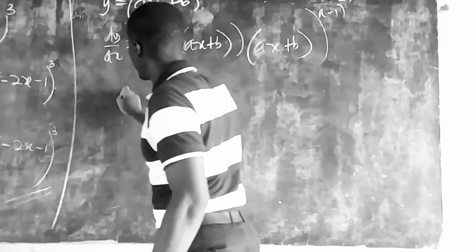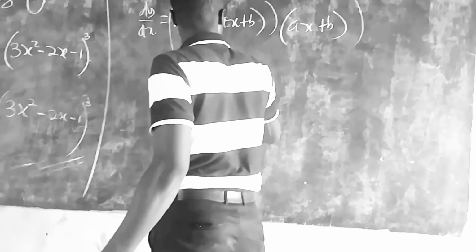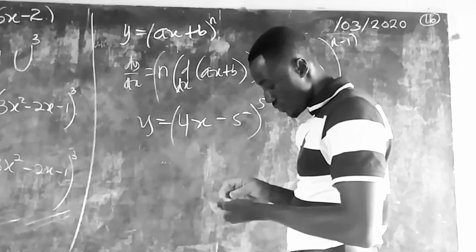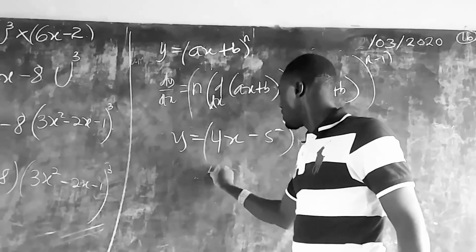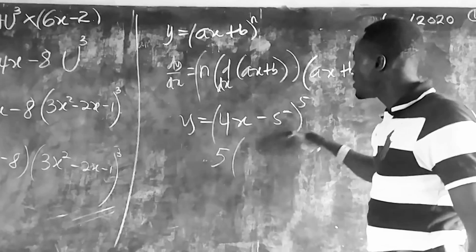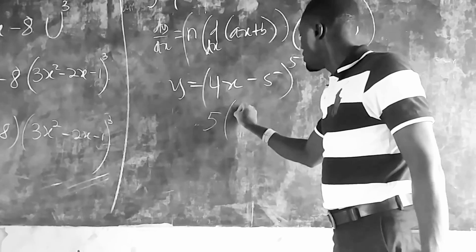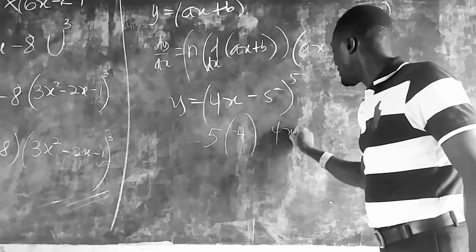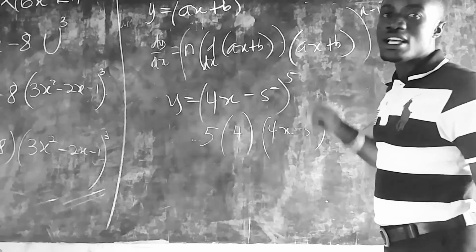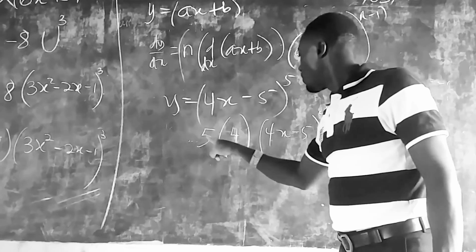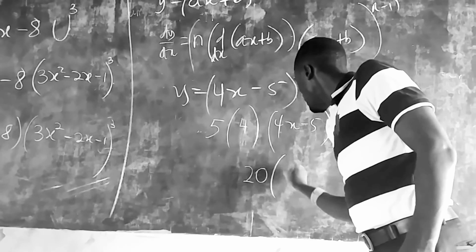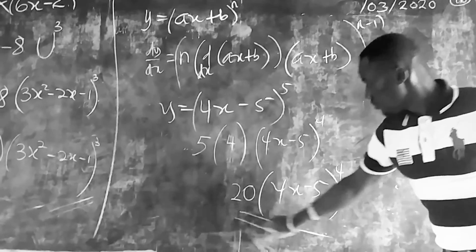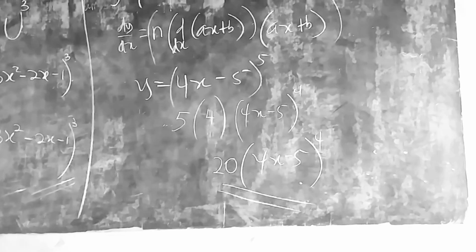For example, if you have y is equal to 4x minus 5 exponent, let's say, 5. Multiply by the 5, so the 5 will come here. Differentiate the inside terms. If you differentiate this, you get 4. After that, write the terms again, so 4x minus 5. Reduce the exponent by 1, so 4. What is 5 times 4? 20. 4x minus 5 exponent 4. That is it. So that is the simplest way.